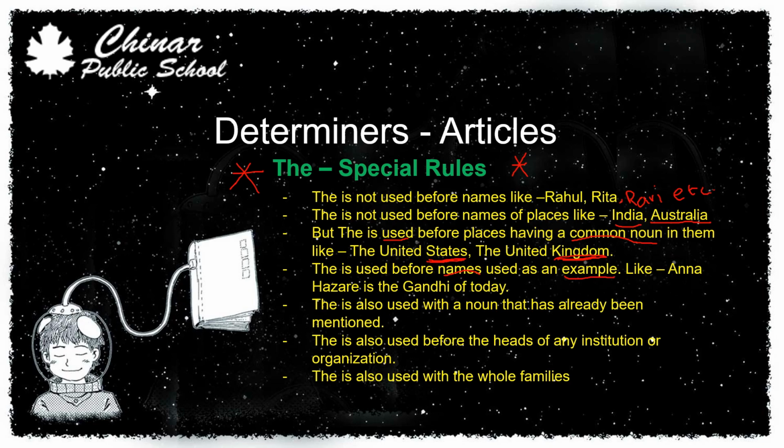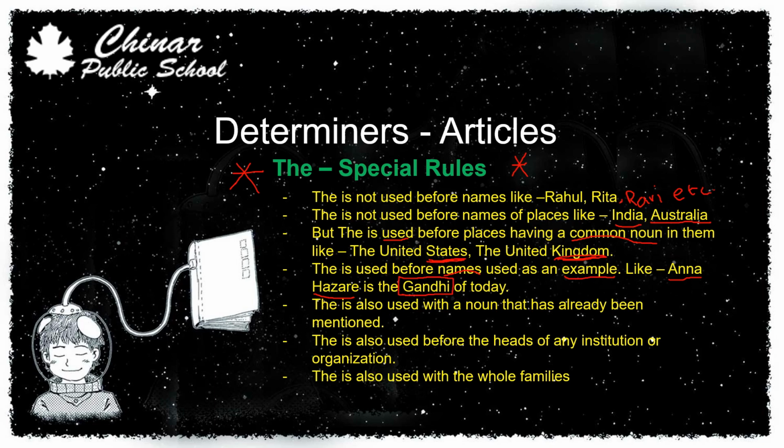Like I just now told you that Gandhiji, Gandhi's name you all know, Mr. Gandhi, right? But if it is used as an example, then we use the before it. Anna Hazare is the Gandhi of today. Or we can say like Rahul is the Sachin of our cricket team. So here though Sachin is a name, but since it is used as an example, we use the before it.